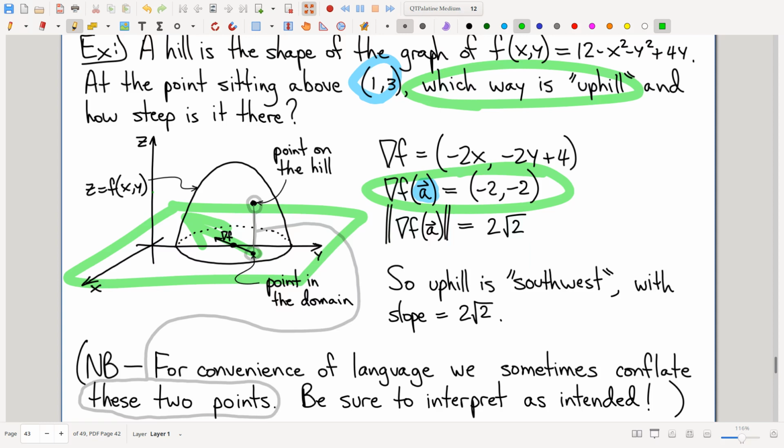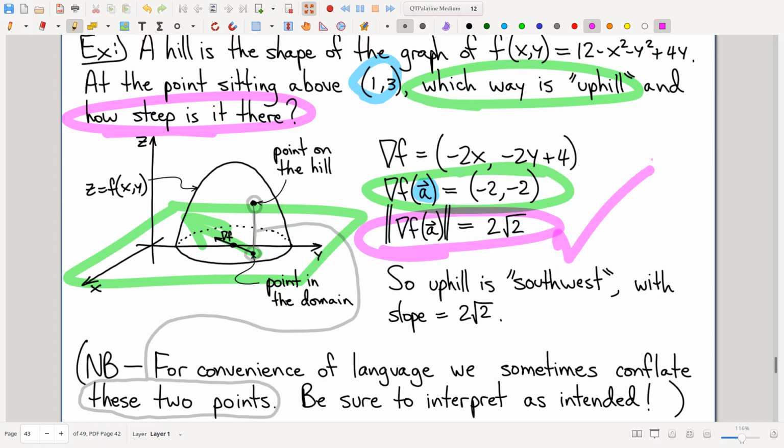And let's see, how steep is the hill? What is the slope in that direction? What is the value of the directional derivative? That's the magnitude of the gradient. And that's, again, an easy calculation.